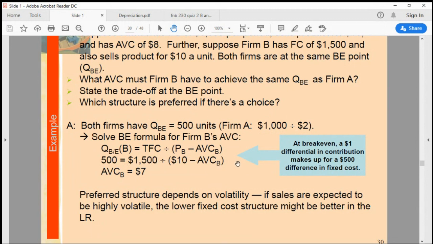If we do that, 1,000 over 500 will be 10 minus AVC, which will be 3. So 10 minus AVC is 3. So AVC should be 7. This already conforms to the concept of the operating leverage. When the fixed cost is higher, average variable cost is lower, right?